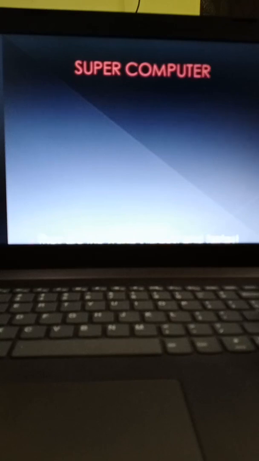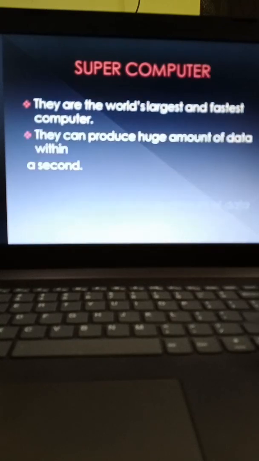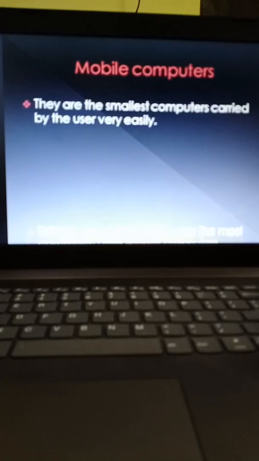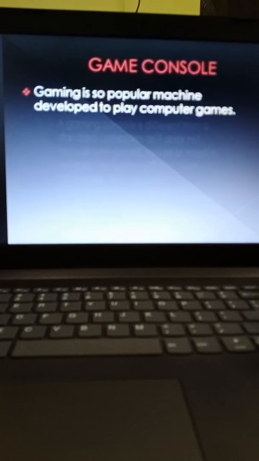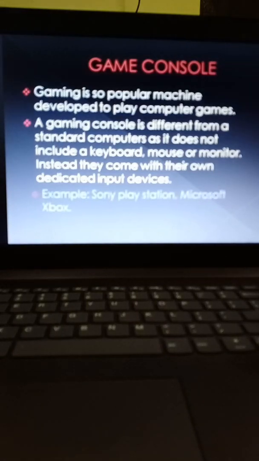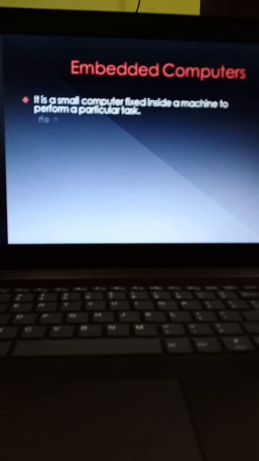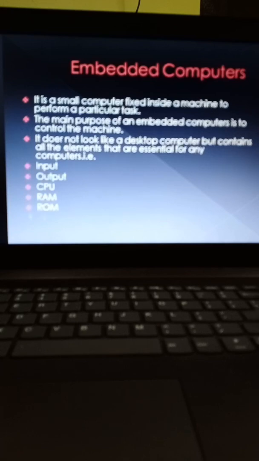Then supercomputers, their features, then mobile computers, then game consoles, examples Sony PlayStation, Microsoft Xbox, and embedded computers, its features, examples glucometer, Kindle, GPS receiver.